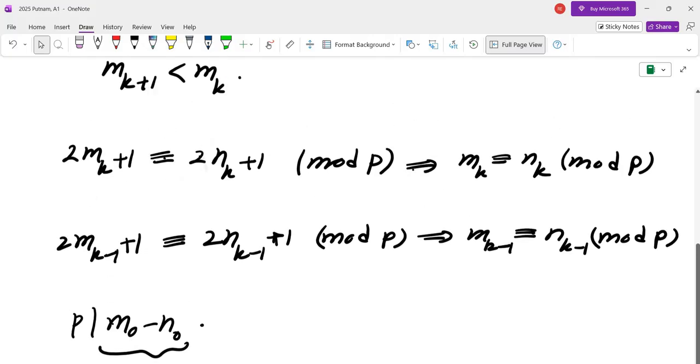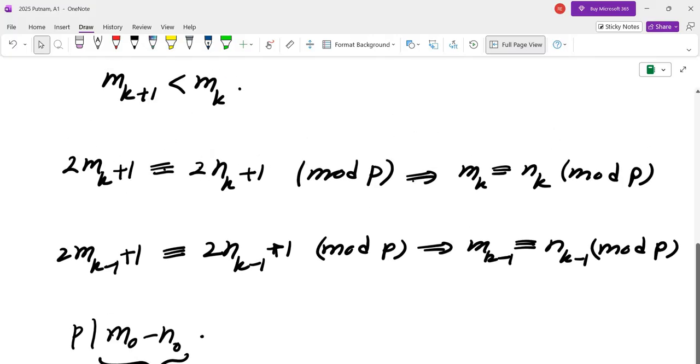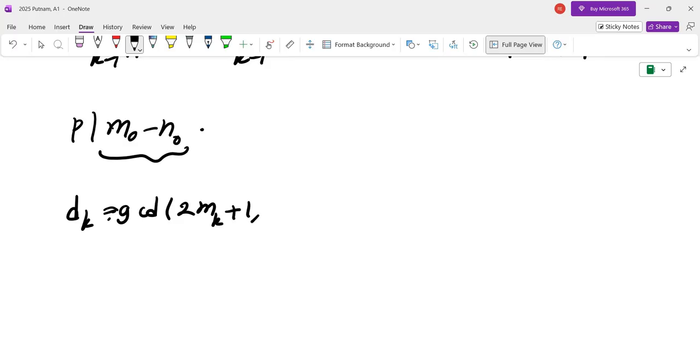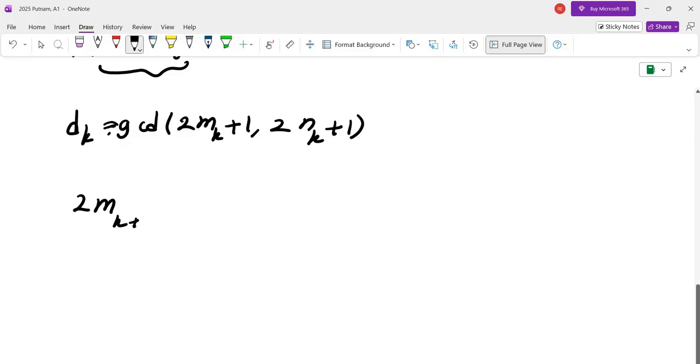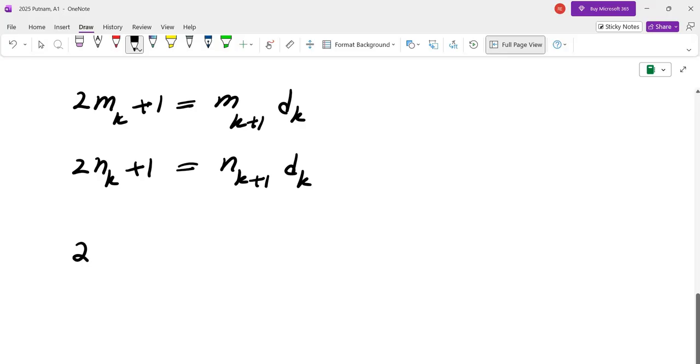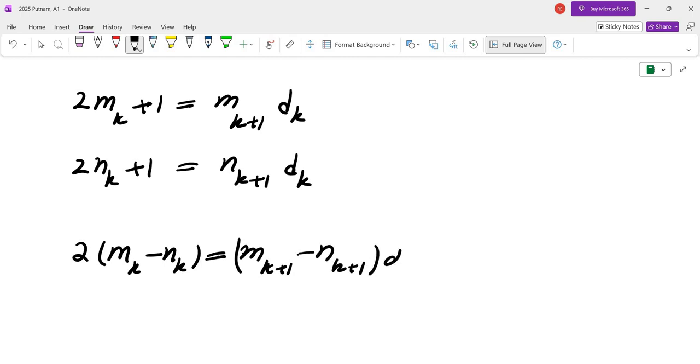So because of that, I decided to look at the difference of mk and nk and see what happens. Well, we had dk is the GCD of 2^mk + 1 and 2^nk + 1. So what does that mean? It means 2^mk + 1 is equal to m(k+1) times dk, and 2^nk + 1 is equal to n(k+1) times dk. Now if I take the difference of these two, which I talked about the motivation of, I would get (m(k+1) minus n(k+1)) times dk.